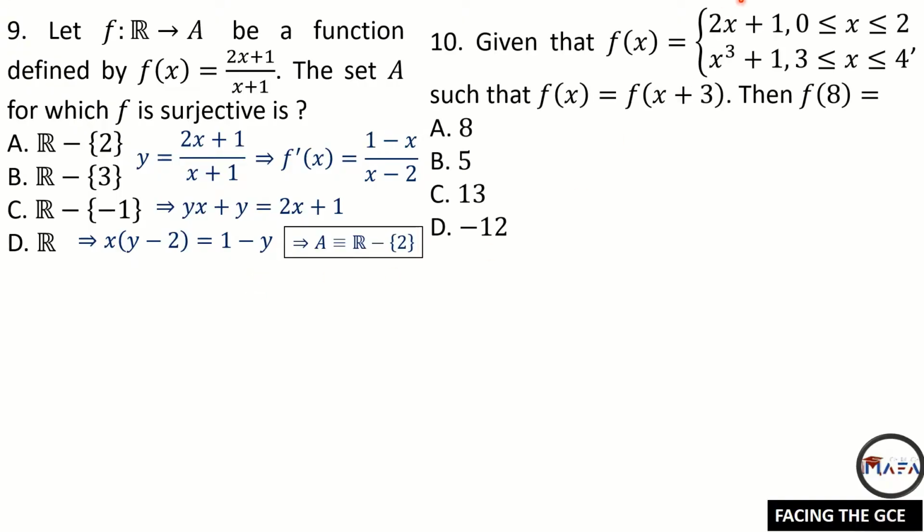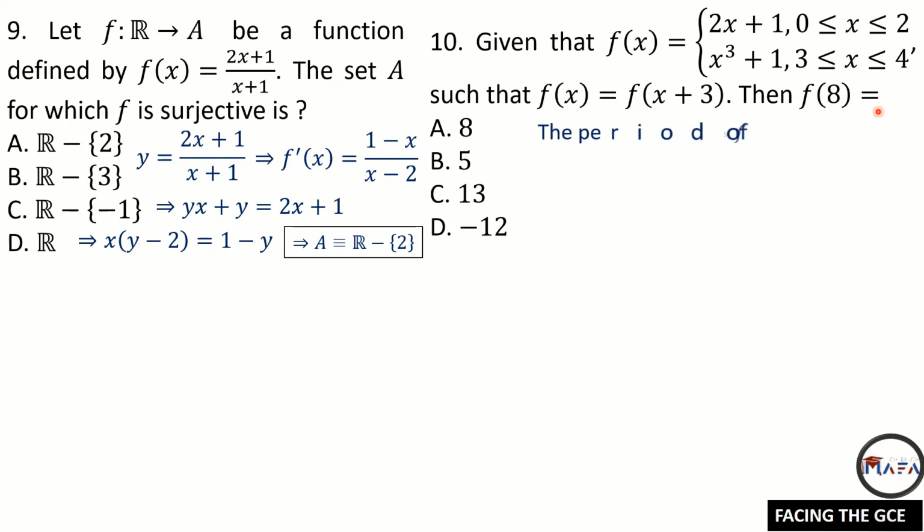Alright, so moving on to question 10, periodic functions. It reads: given that f of x is equal to 2x + 1 for x between 0 and 2, and x cubed + 1 for x between 3 and 4, such that f of x is equal to f of x + 3, then f of 8 is equal to... So the question is just testing if you can recall the definition of the period of a function.